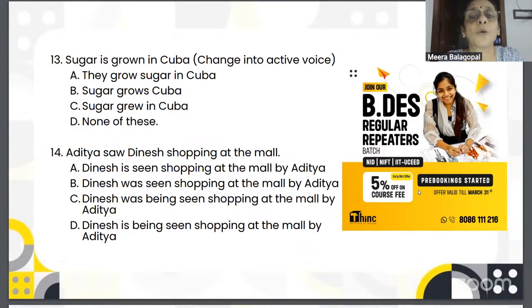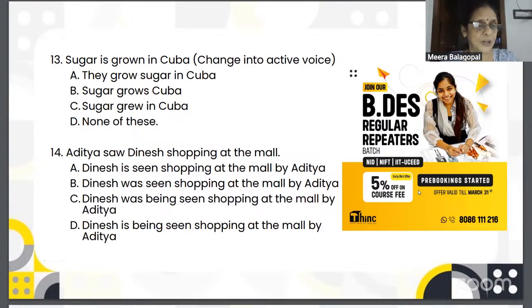Sugar is grown in Cuba. So change into active voice. Sometimes in certain sentences, there will not be a doer in the passive voice. So then you will have to substitute. Normally you can substitute they, as this is a generalized statement. So you can say, they grow sugar in Cuba.